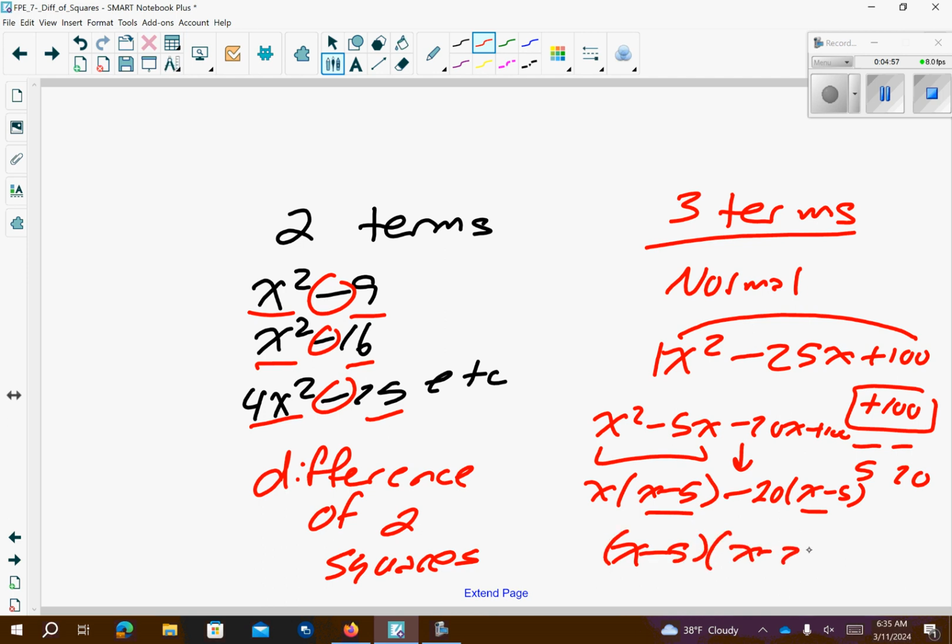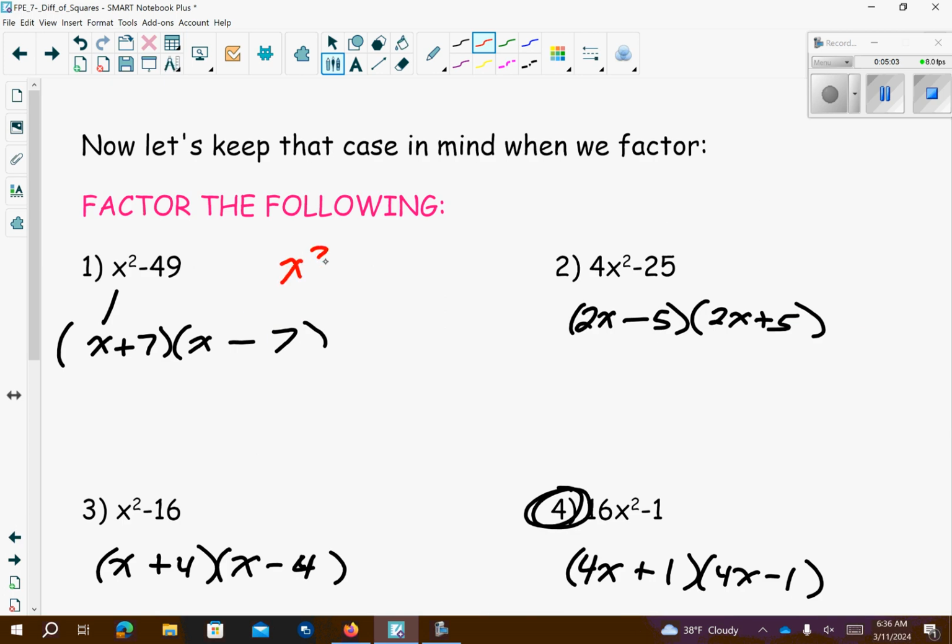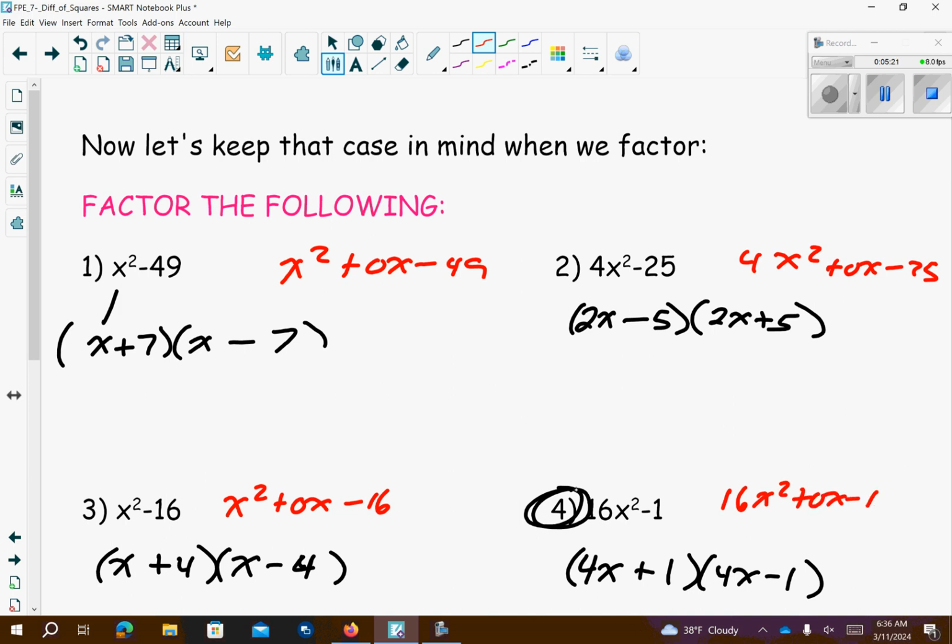Just so you know, on the difference of two squares, if I go back a page to these, this could have been x squared plus 0x minus 49. This one could have been 4x squared plus 0x minus 25. This one could have been x squared plus 0x minus 16. This could have been 16x squared plus 0x minus 1. And that way you could still do it the same way we've always been doing it. If you don't see these right away, just put a 0x in for the x term. When you have x all by itself, it's called a linear term. If you have x squared, it's called a quadratic term, if you remember back from naming.